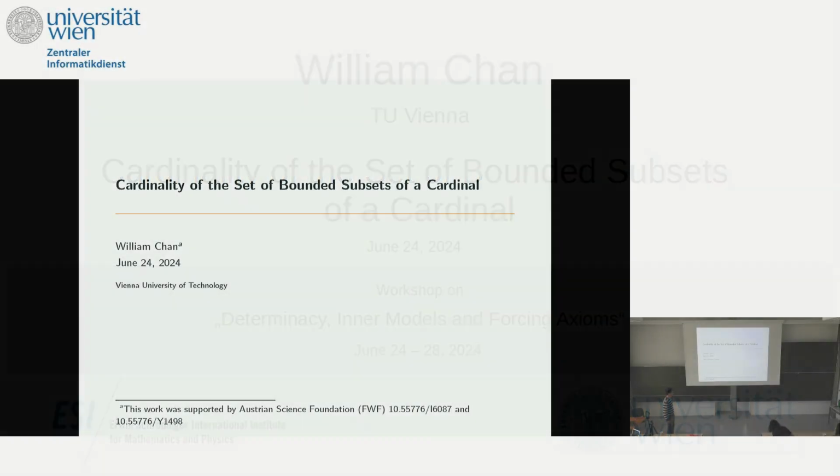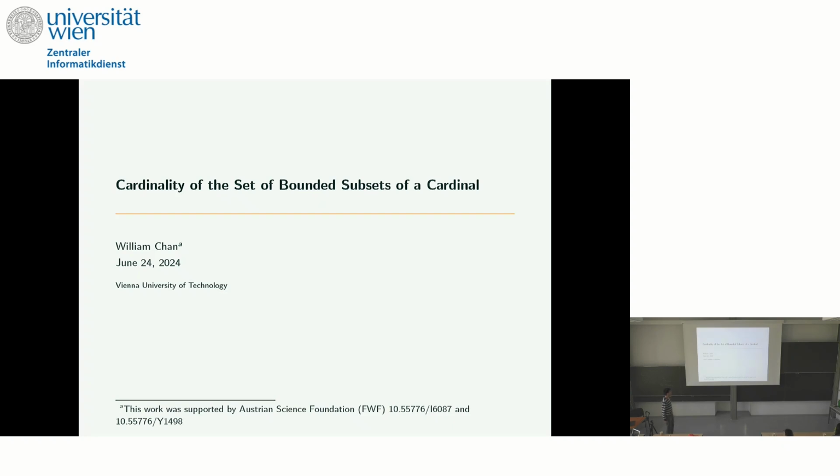Thanks for inviting me to give a talk. So I'll be talking about some aspects of cardinality under the axiom of determinacy.